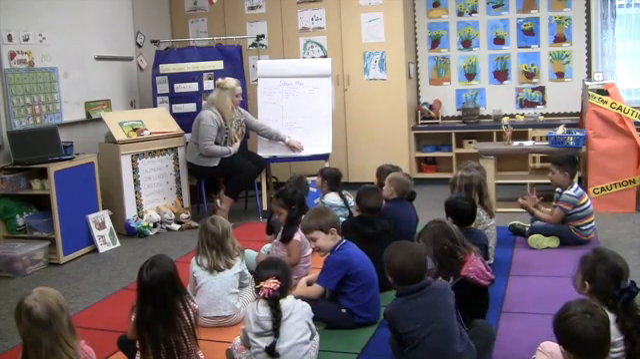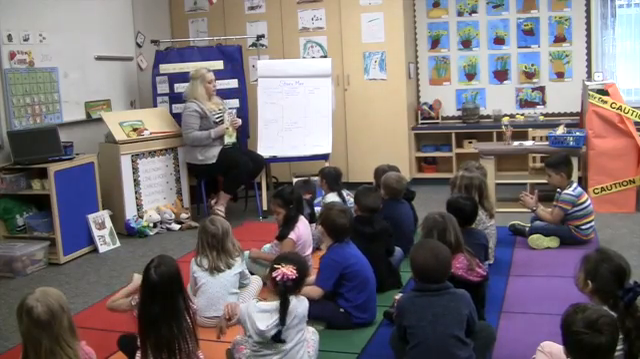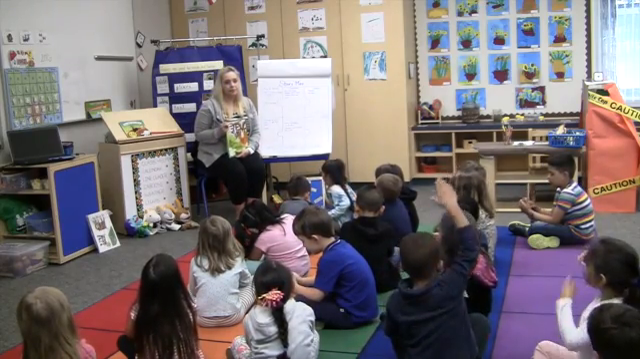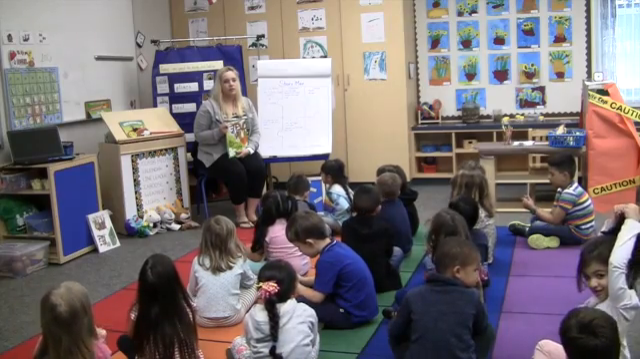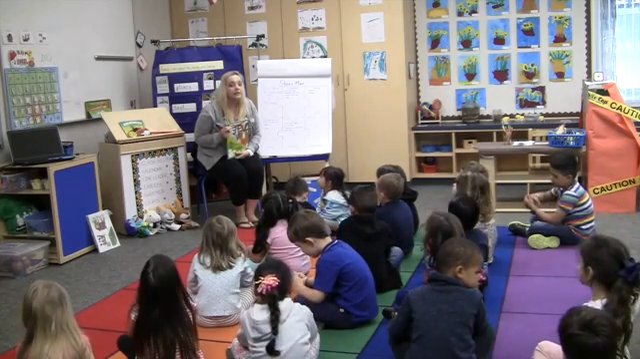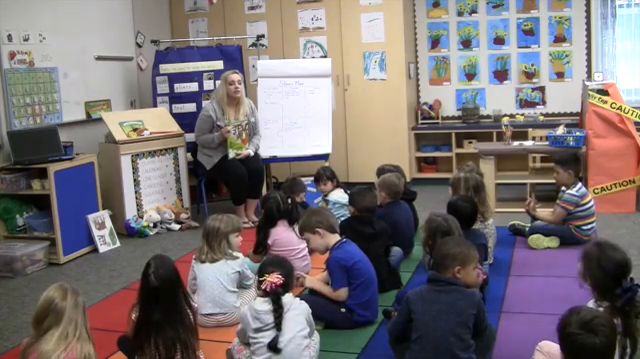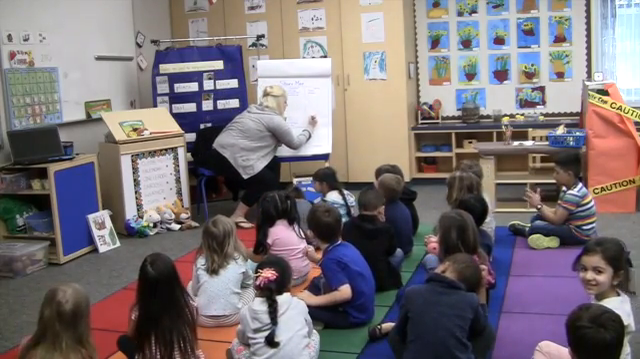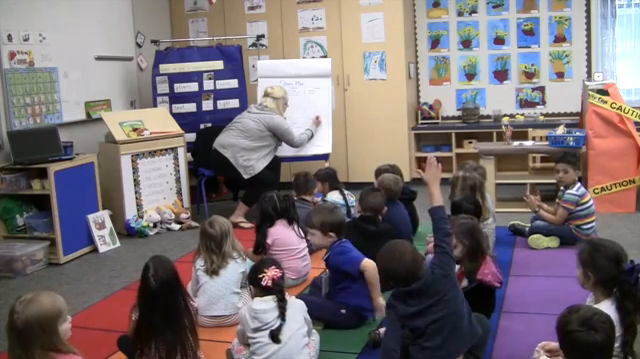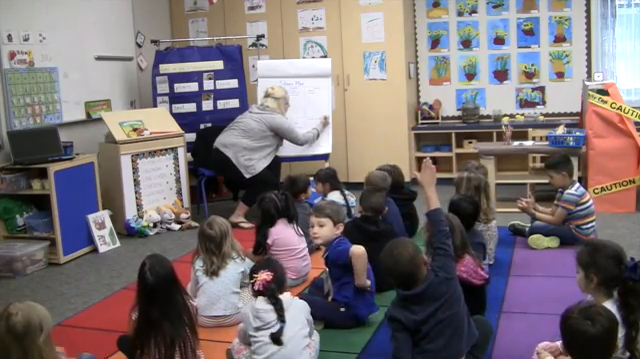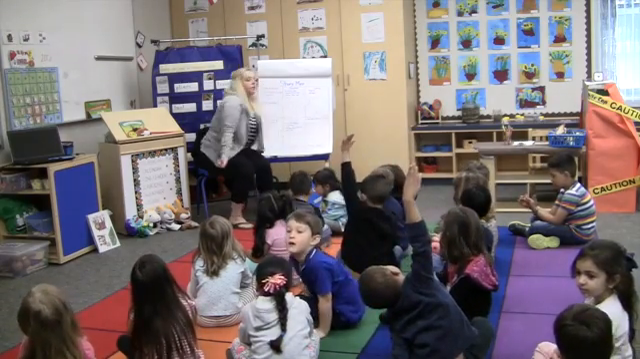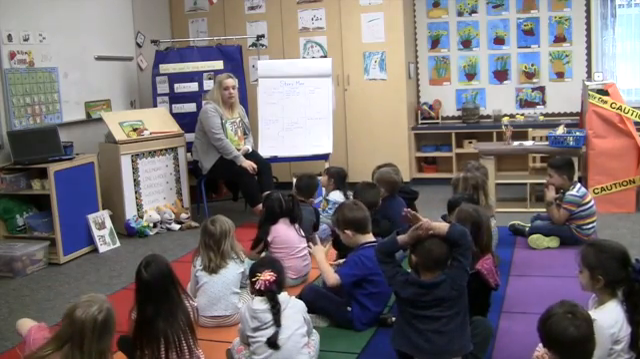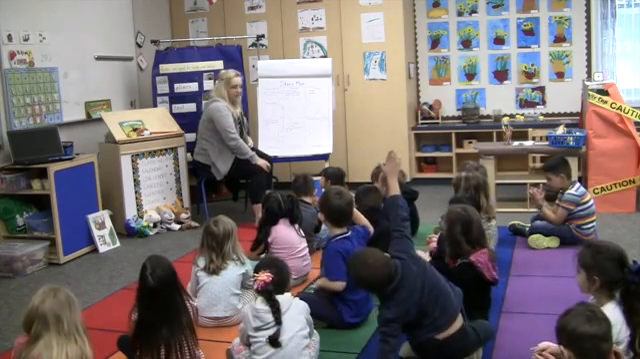So now the last part we're going to talk about is remembering the important things that happened. So what do you think is the first thing that happened in our story? What happened first, Natalie? The little billy goat? He did what? He crossed the bridge. So the little billy goat crossed the bridge first. And what happened when he crossed the bridge? Josiah? The troll wanted to eat him, right?